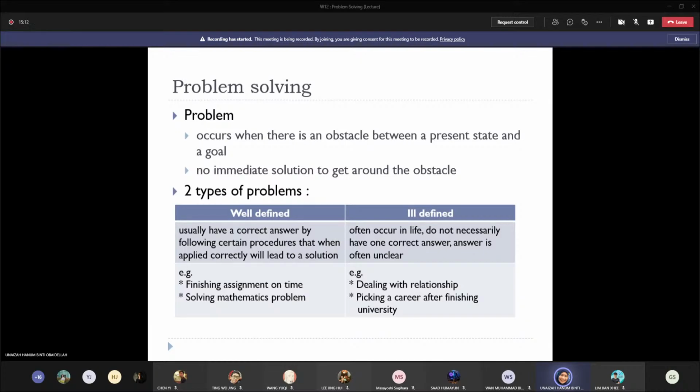By definition, it means that you need to get to some kind of goal. Let's say you have a state where you are now, and you have a goal, but there is an obstacle in between that hinders you from reaching this state.